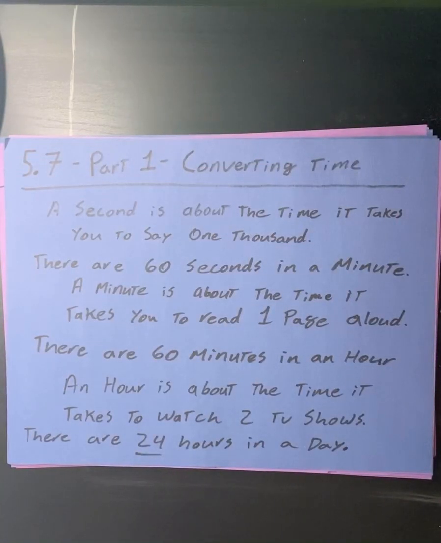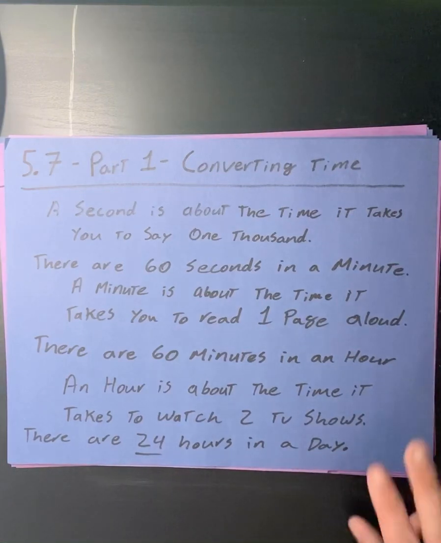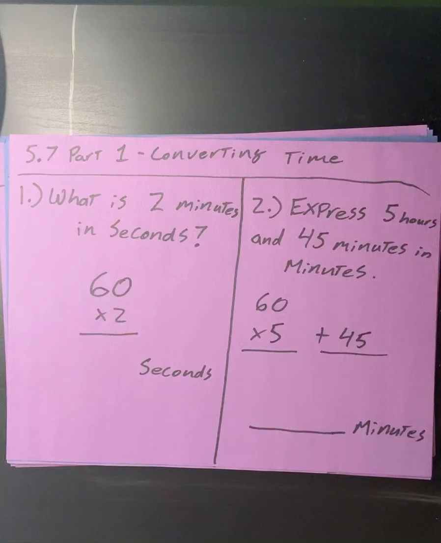So part 1 of today's lesson, converting time. A second is about the time that it takes you to say 1,000. 1, 1,000, 2, 1,000, 3, 1,000, 4, 1,000, and so forth. As I said already, there are 60 seconds in a minute. A minute is about the time it takes you to read one page out loud. There are 60 minutes in an hour. An hour is about the time it takes to watch about 2 TV shows. There are 24 hours in a day.